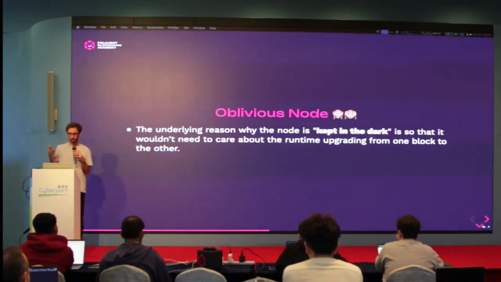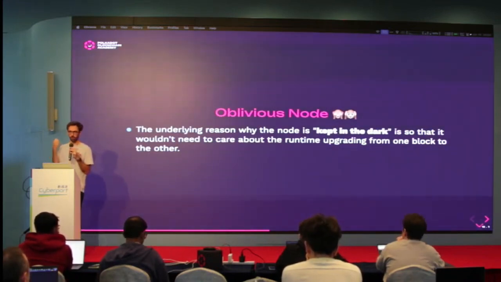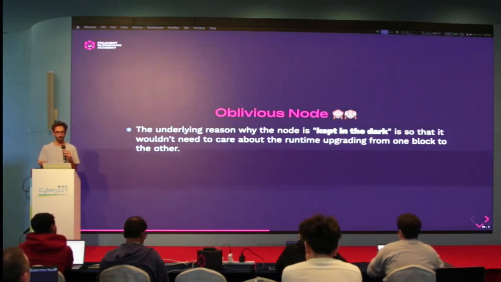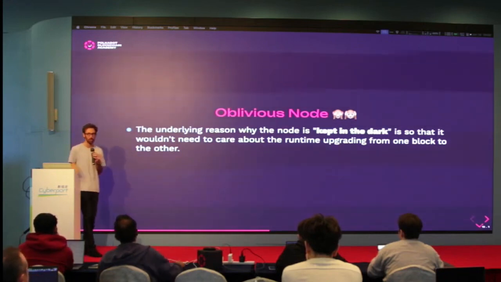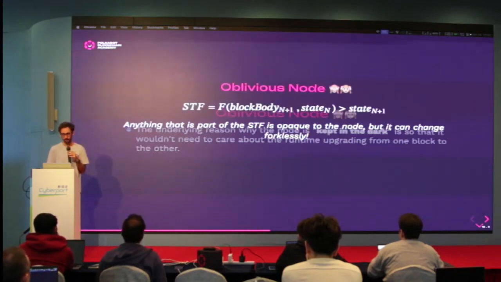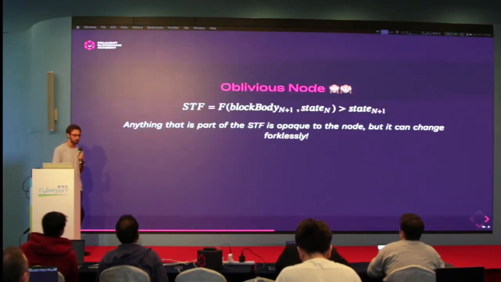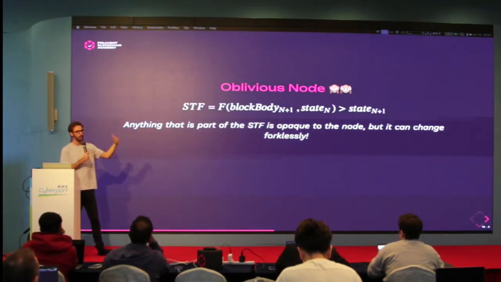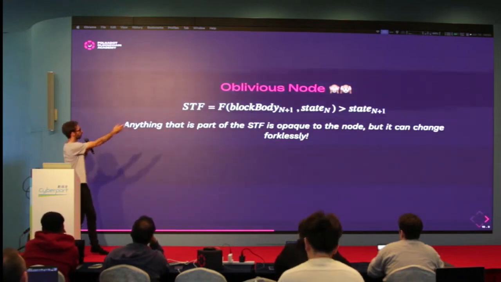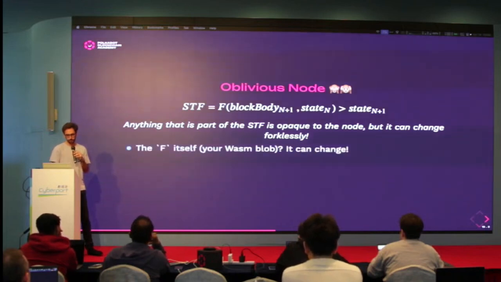And this is also where I want to wrap up why the node is blind, why I call it the oblivious node. Why the Substrate node is oftentimes blind: because it has to be blind to the things that can be upgraded on the fly. I already said this multiple times in class, so hopefully it's clear by now. A systematic way to think of it is that we want our state transition function to be upgradable. Therefore, anything that is part of the state transition function is opaque to the runtime. That includes the body of the block, anything that is part of the state, and the function itself, basically.